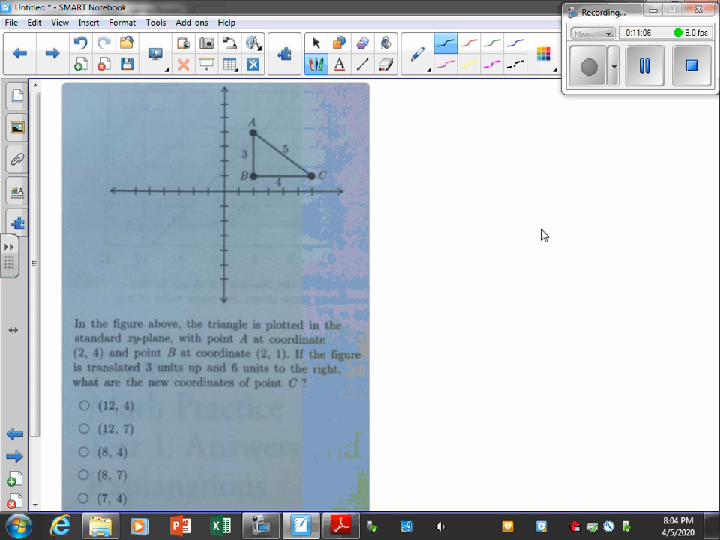Alright, just a couple more, but here we go. We have a triangle plotted in a standard XY plane where this is your x-axis and this is your y-axis. The point A is the coordinate 2, 4.